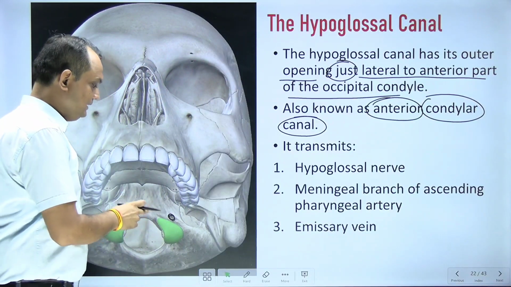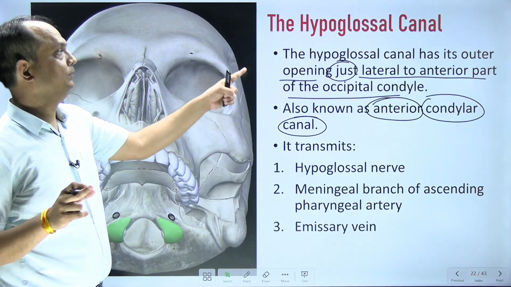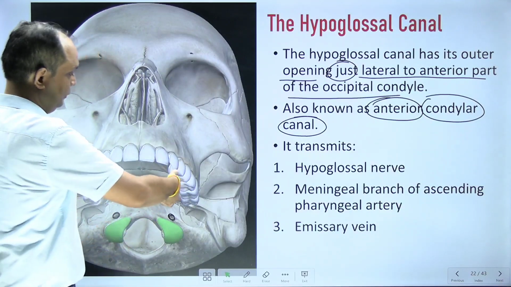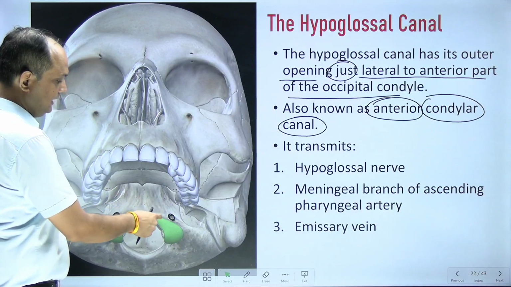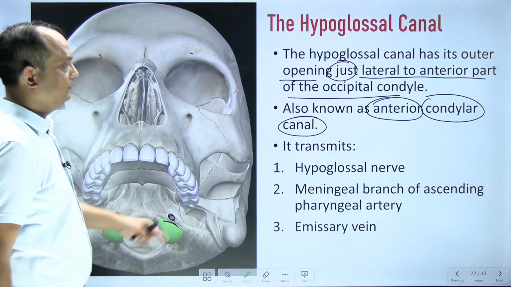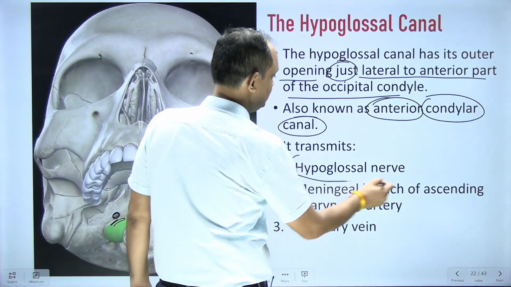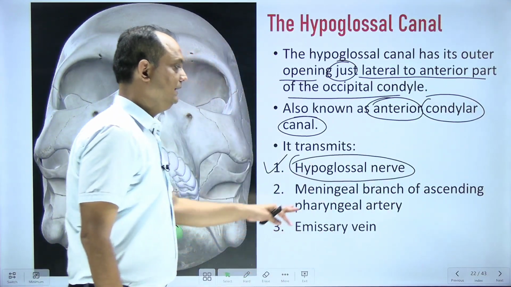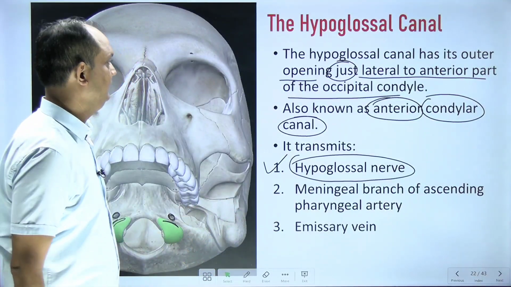My sincere suggestion is that if you want to see the anterior opening of the hypoglossal canal, hold the skull in such a way, and you will find an opening on the upper part of the occipital condyles on both sides. This hypoglossal canal transmits the hypoglossal nerve, which is the most important content. Apart from that, you will have the meningeal branch of the ascending pharyngeal artery and an emissary vein.